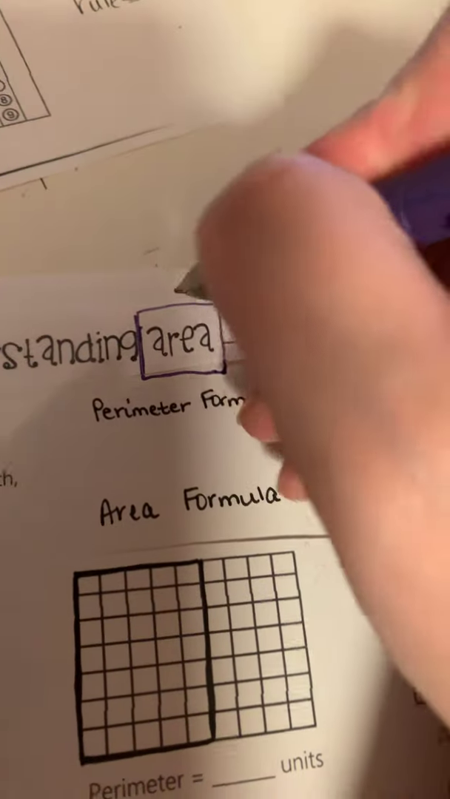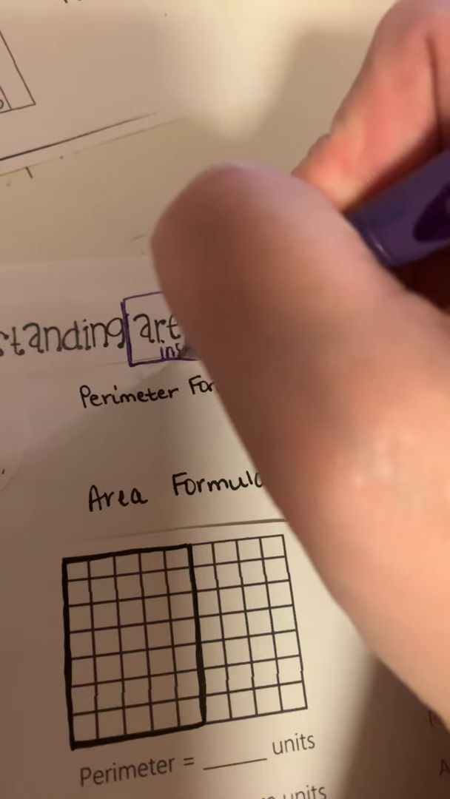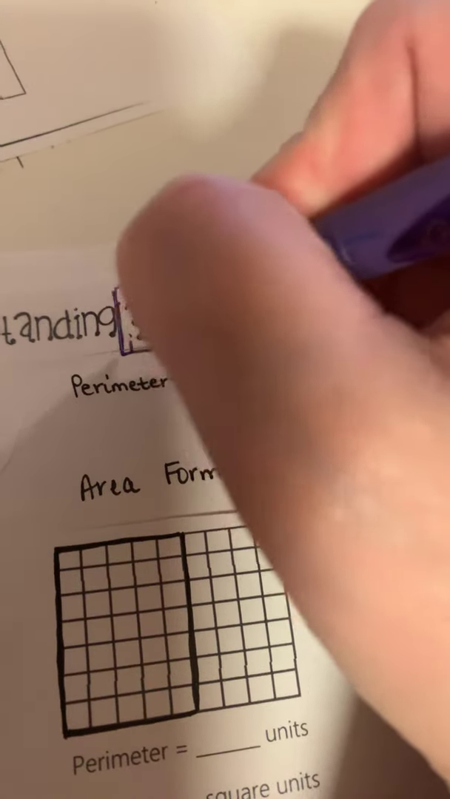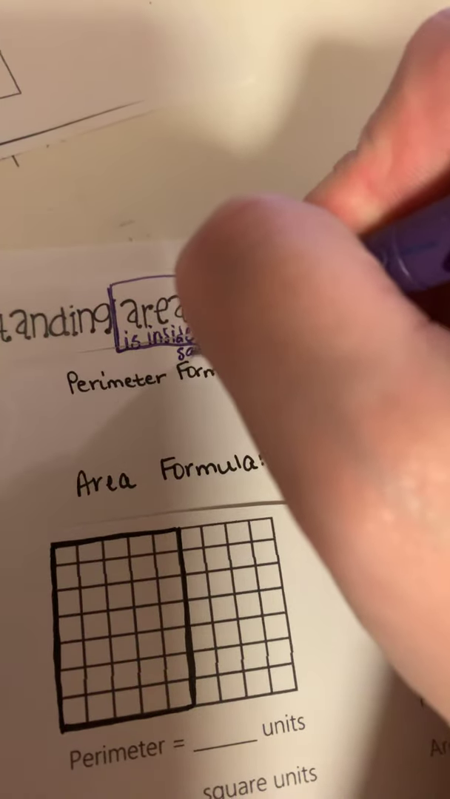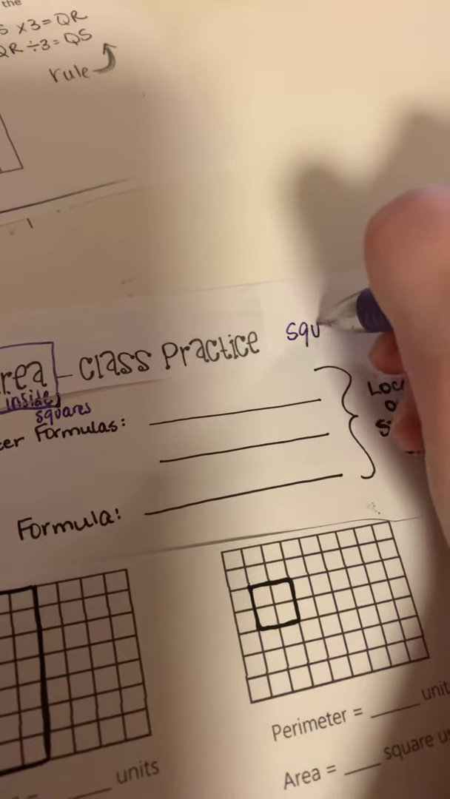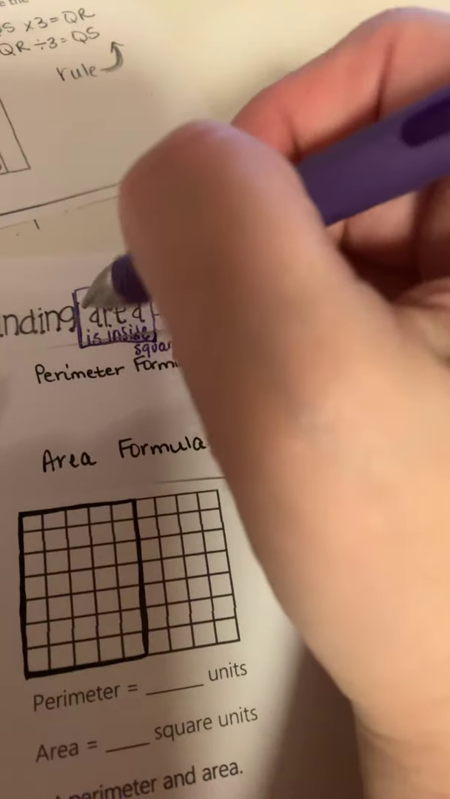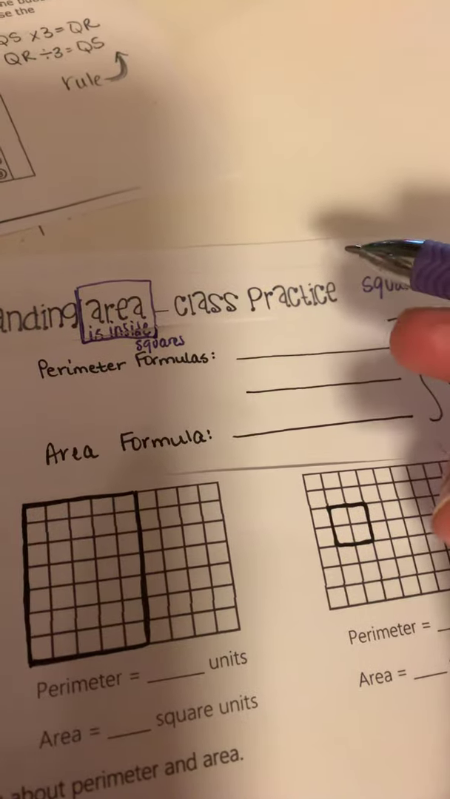So area is on the inside of a figure and it's in square units. So area is inside squares. And we're going to call area squarea. So anytime we see area, it's the squarea inside.